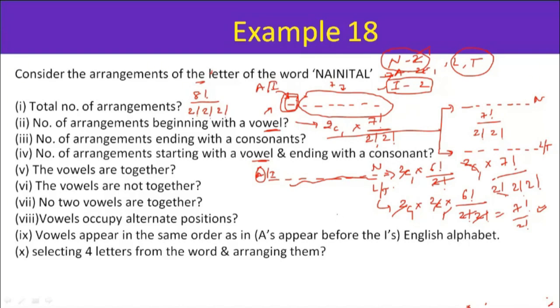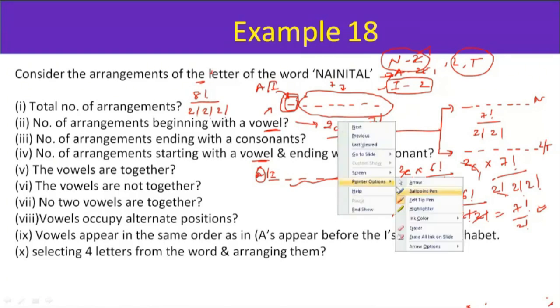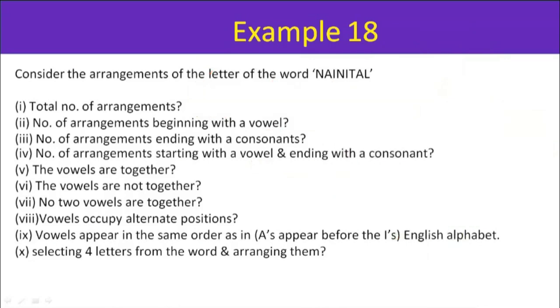Fifth is very different. And 5th, 6th, 7th, 8th, 9th, 10th, these are the trickier ones, right? So the vowels are together. What do? It says कि यार सारे vowel has to be together. How many vowels do we have? We have 2 A's and 2 I's, right? And then there is 2 N, T and L. Now it says vowels are together.